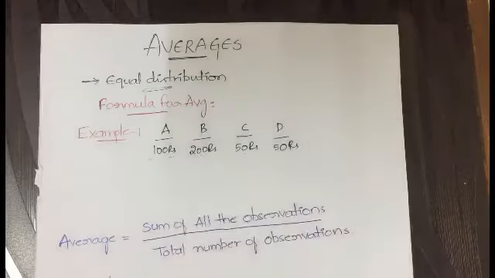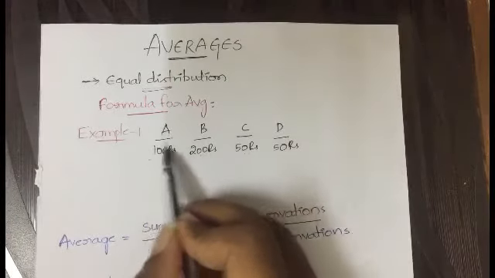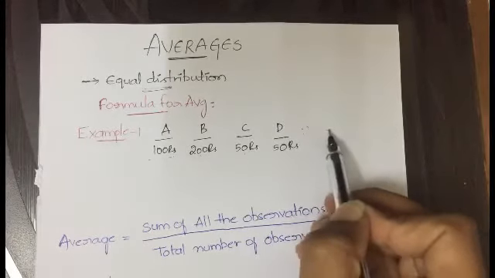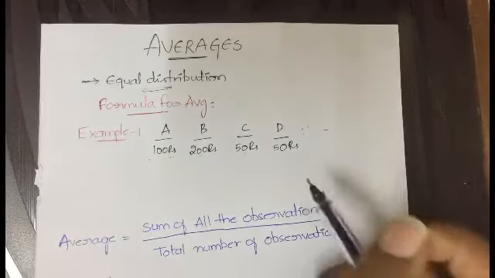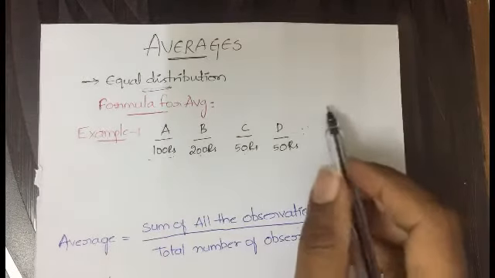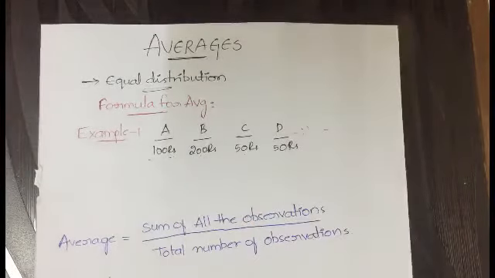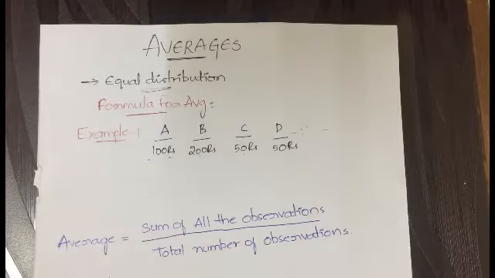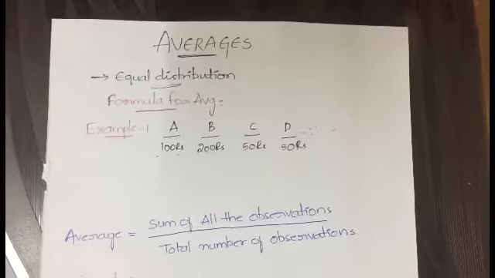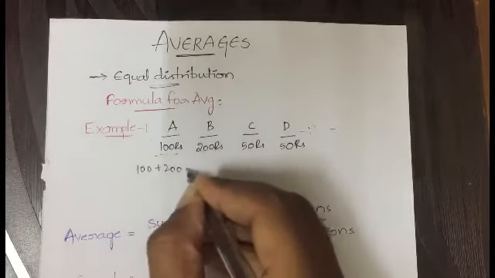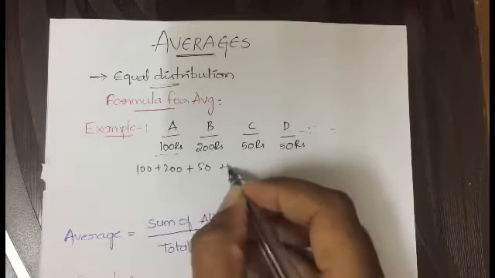So average is nothing but when you distribute the total money of A, B, C, D equally among four members, what is the share that each person is going to get? That is what we calculate in average. The entire money will be shared among all the people, and the amount that each person gets is the average. So how do we do that? First we have to find the total money that the four of them together have: 100 plus 200 plus 50 and one more 50.